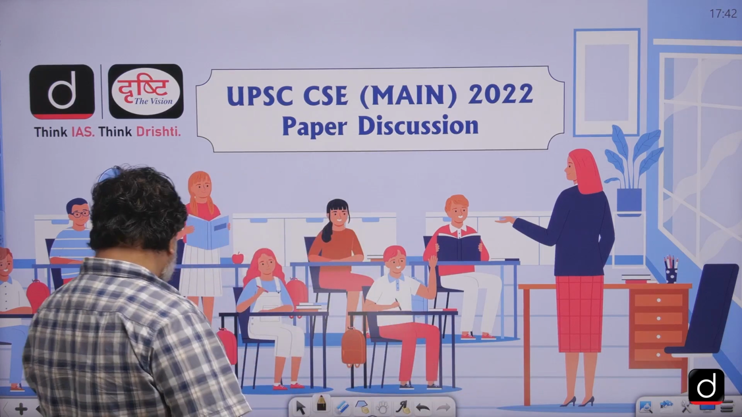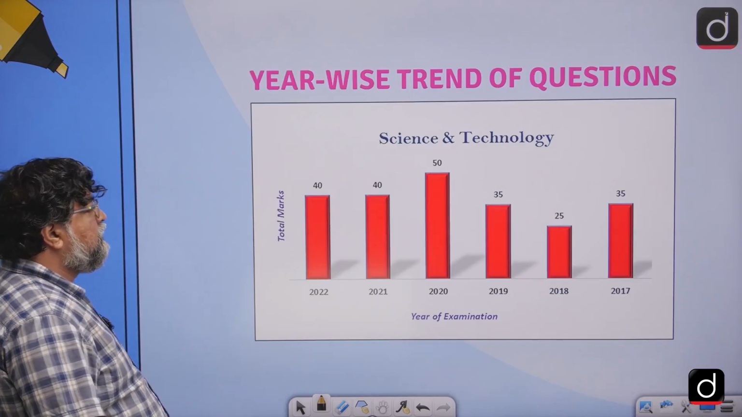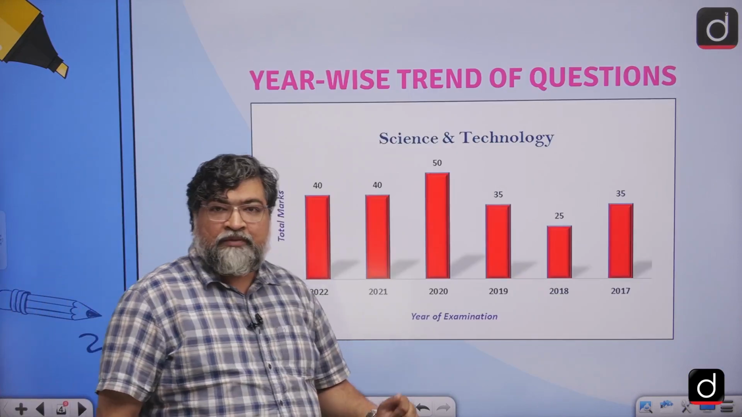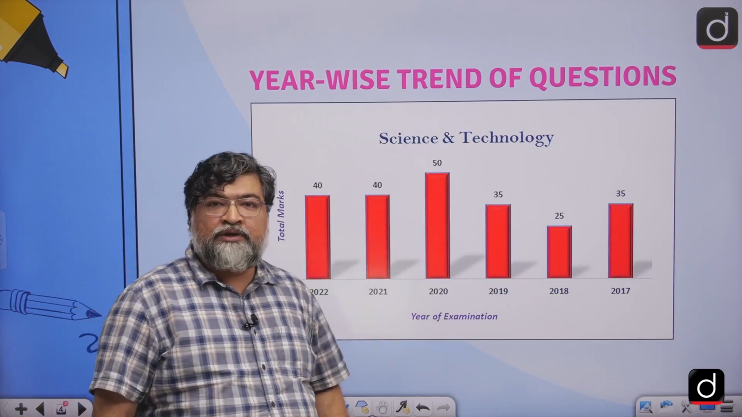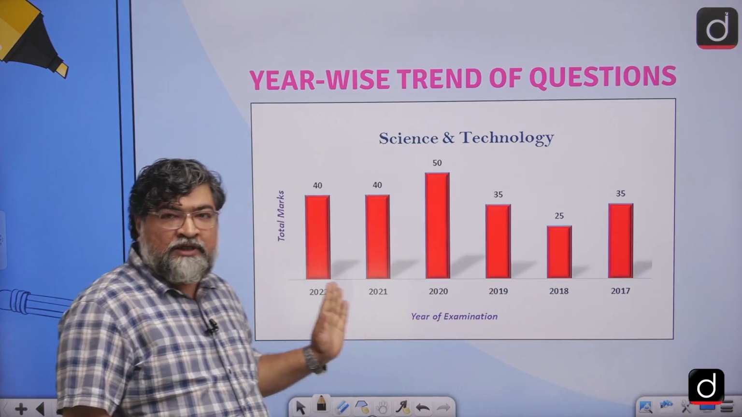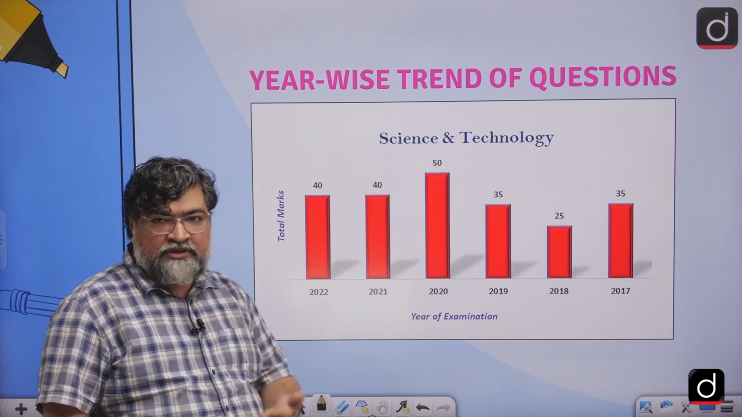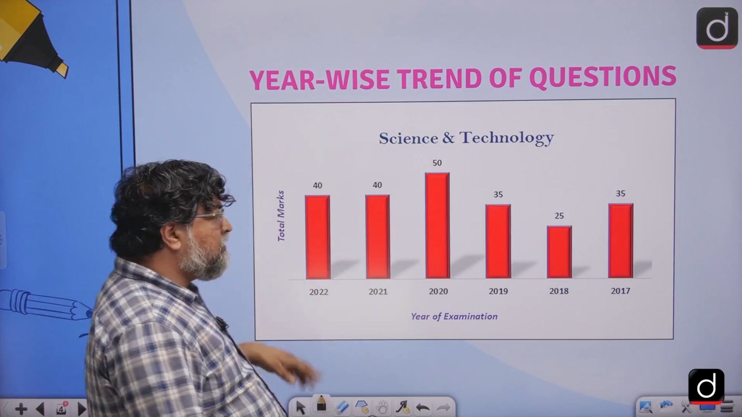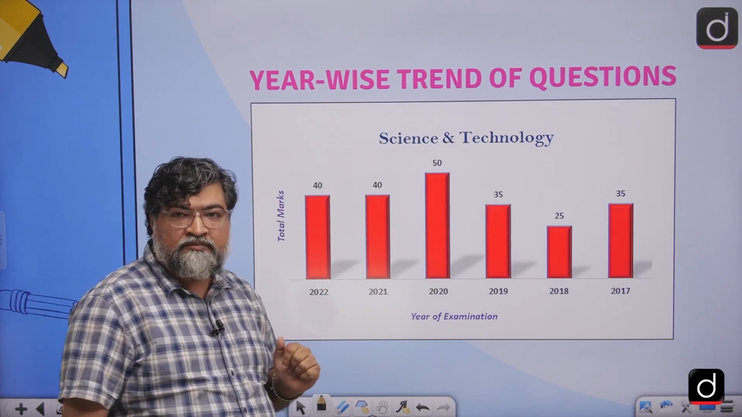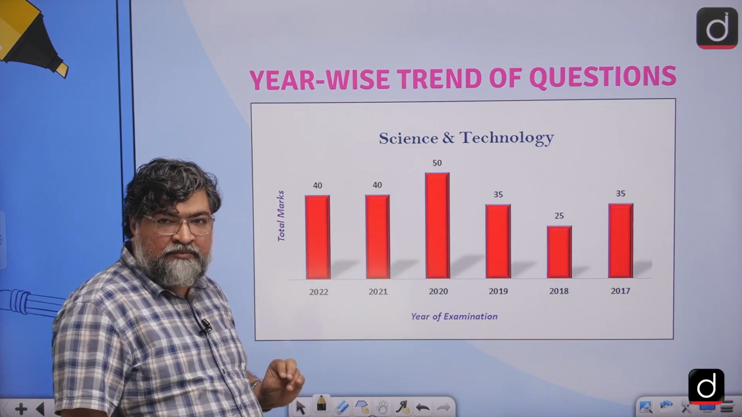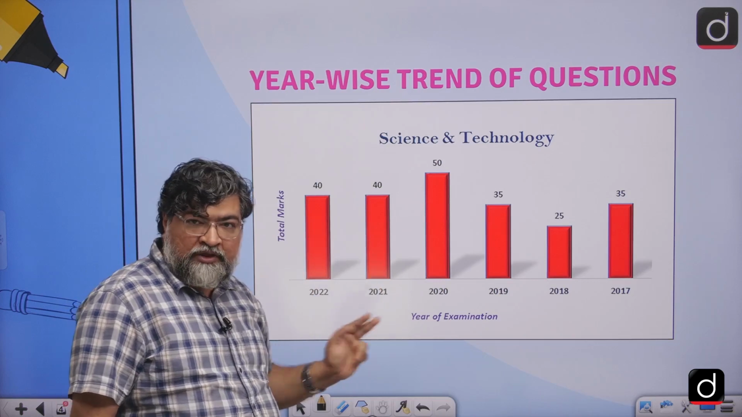But before I start with that, let me give you a general outline of how many marks and how many questions have been asked over the last few years of the main examination. Let's look into this. If you see the graph here, we take the review from 2017 onward till 2022. This year, 2022, there are three questions, which I've just mentioned, and the total marks come to 40. If you look at the 2021 exam, the GS3 paper again had 40 marks, with three questions.